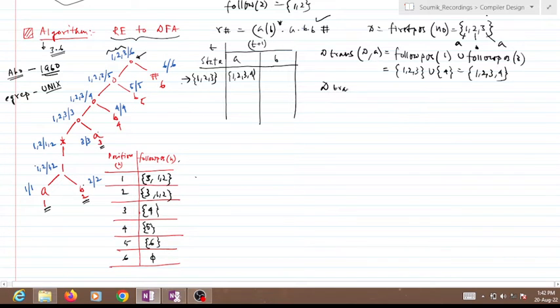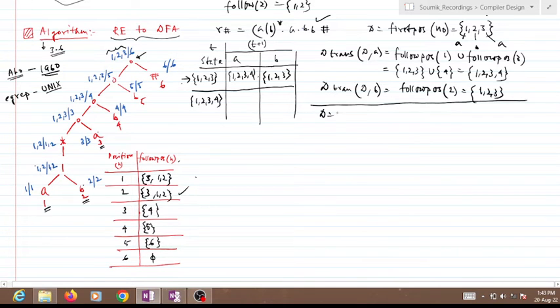Now we'll find Dtran of D comma b. So b means 2. Here we have to calculate the followpos of 2. Followpos of 2 is 1 2 3. So it will be 1 2 3. Now see here, 1 2 3 4, this is a new state.